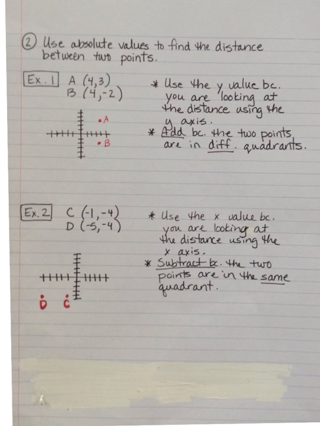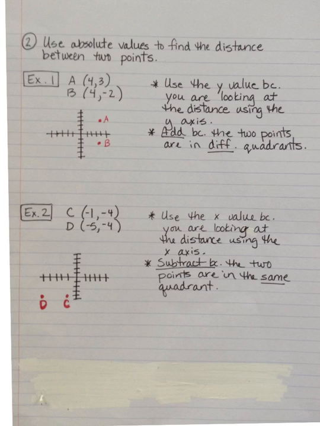In box number 2, there's a lot of writing, so you may want to pause your video to give yourself a chance to write all of this down, and then play it again to see how we solve these. We're going to use absolute values to find the distance between 2 points. In example 1, we're looking for the distance between point A and point B. Point A is in the first quadrant, at positive 4, positive 3. Point B is in the fourth quadrant, at positive 4, negative 2.